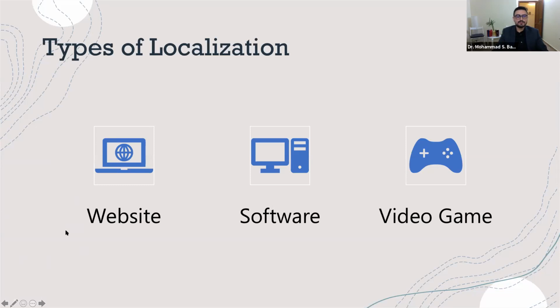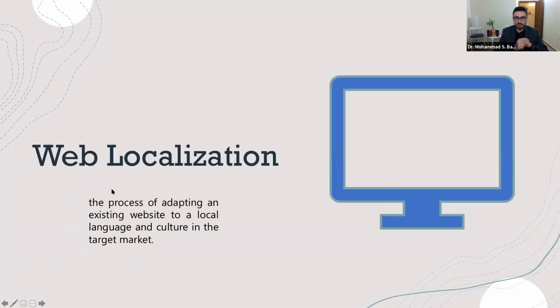Let's go over the first type, which is web localization. Web localization, in simple words, is the process of adapting an existing website to a local language and culture in the target market. Different companies are trying to enter new markets, trying to sell their products in different languages and in different countries. So the first way to do this is by providing a localized version of their websites.